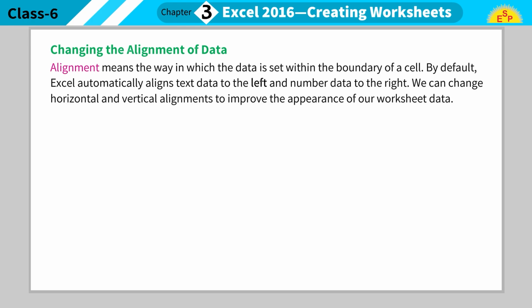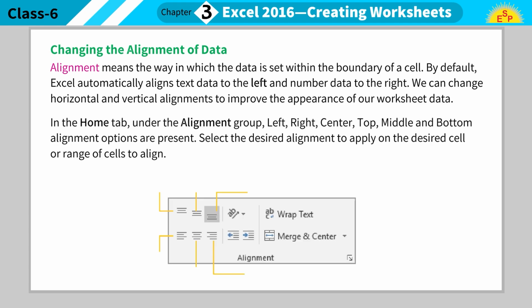Changing the alignment of data. Alignment means the way in which the data is set within the boundary of a cell. By default, Excel automatically aligns text data to the left and number data to the right. We can change horizontal and vertical alignments to improve the appearance of our worksheet data. In the Home tab, under the Alignment group, left, right, center, top, middle and bottom alignment options are present. Select the desired alignment to apply on the desired cell or range of cells to align.